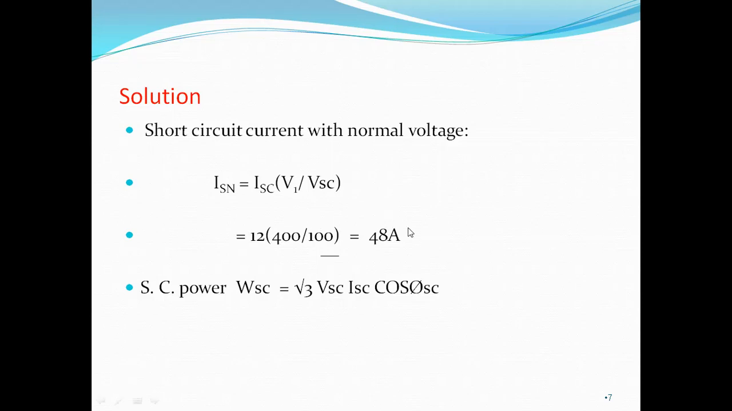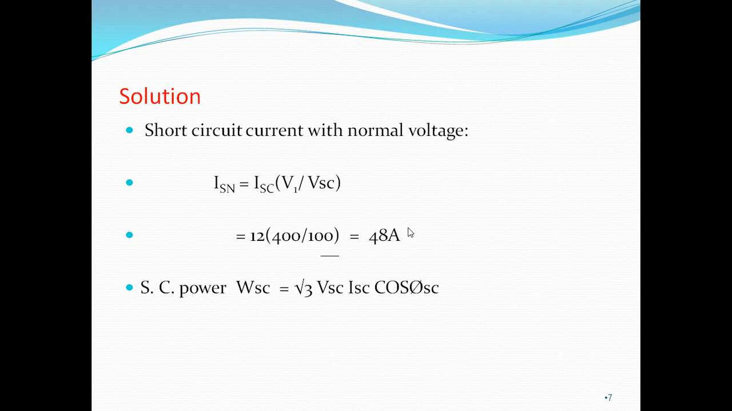So you take this 48 amps, that is equal to OB. ISN is equal to OB, and at an angle. Which angle? That is phi SC. How can we calculate this?